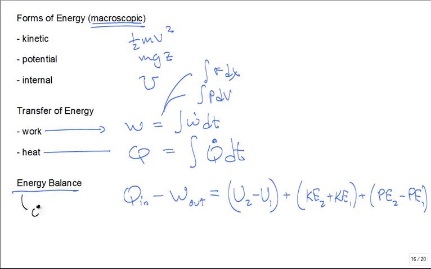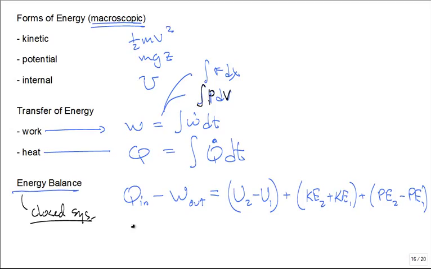It's for a closed system. What do you mean by closed system? Remind me, what does closed mean? No mass transfer. Does it mean no heat transfer? No, you could have heat transfer. Does it mean no work transfer? No, you could have work transfer. Does it mean it has to be constant volume? No, the work could actually be a boundary work where you have expansion or compression of the system.